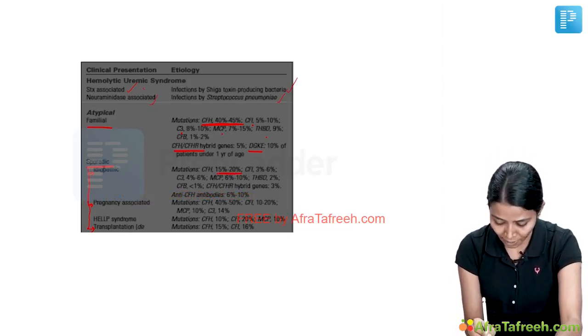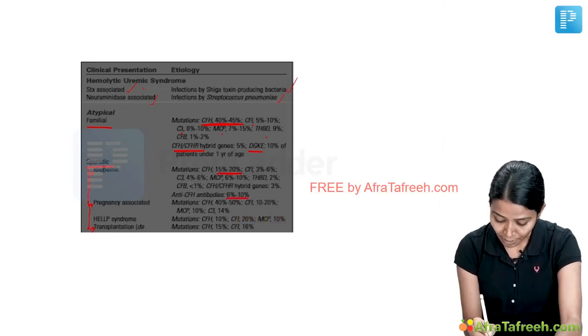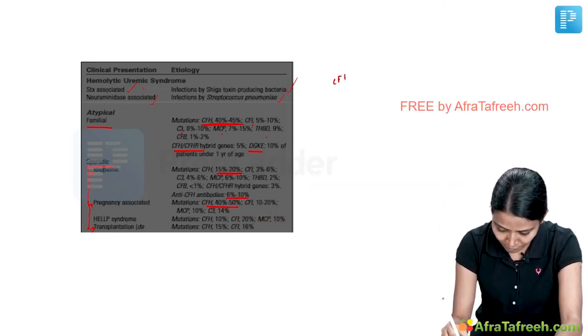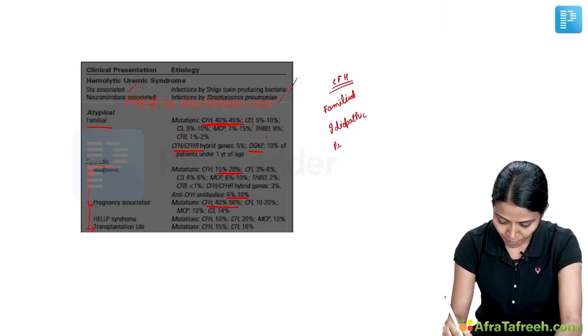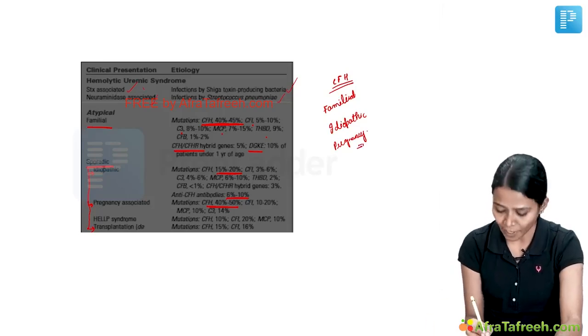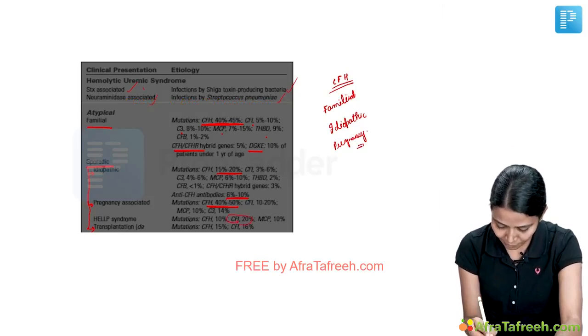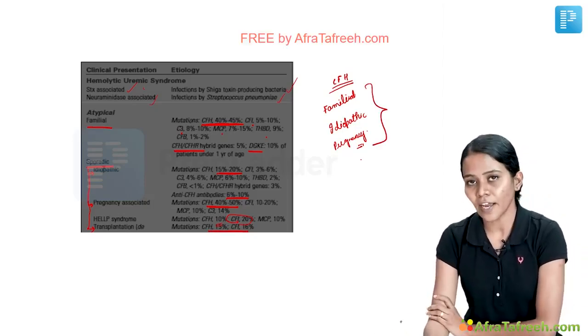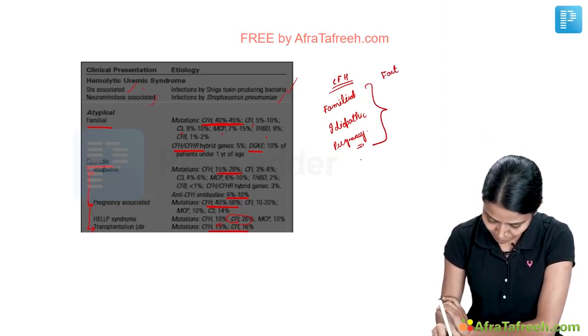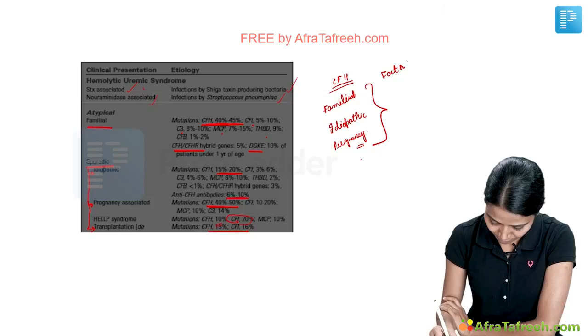Anti-factor H antibodies are 6 to 10% when it is idiopathic. In pregnancy associated, again the most common is complement factor H. So, complement factor H is most common in familial, then idiopathic, then pregnancy associated. In transplantation, factor I is seen at 20% and factor H at 10%, so factor H and factor I are almost equal. So, in these three conditions, factor H mutation is the most common: familial, idiopathic and pregnancy.